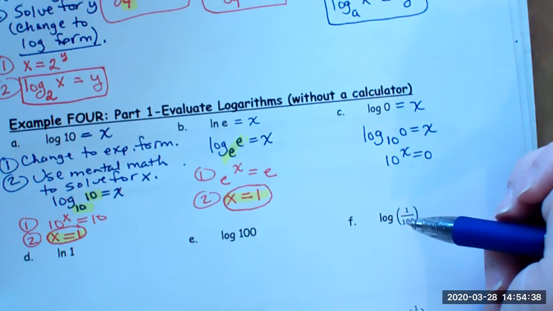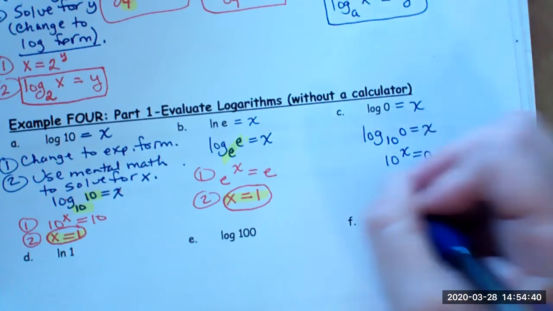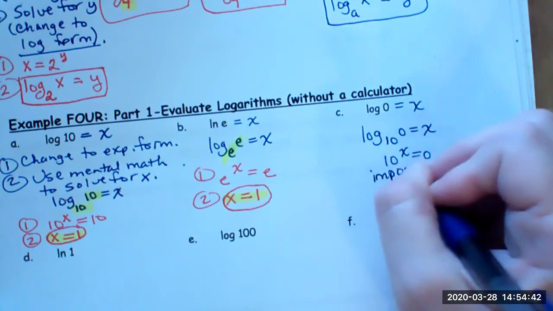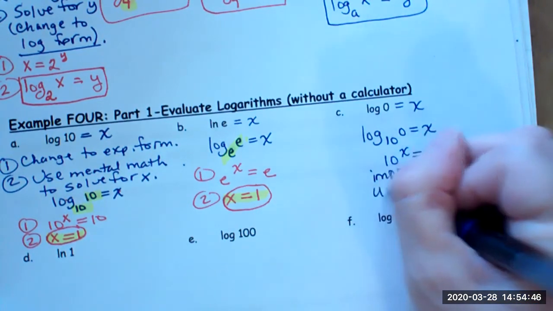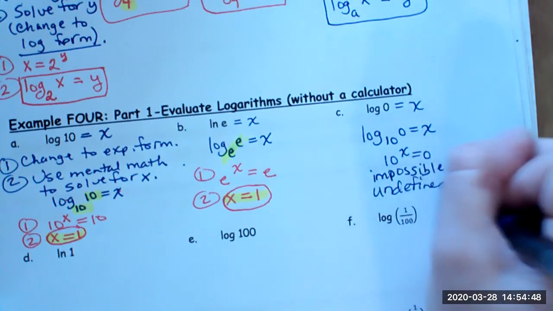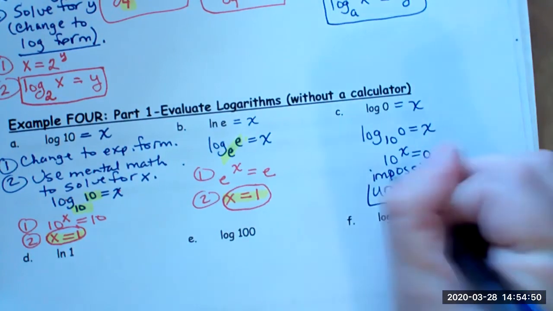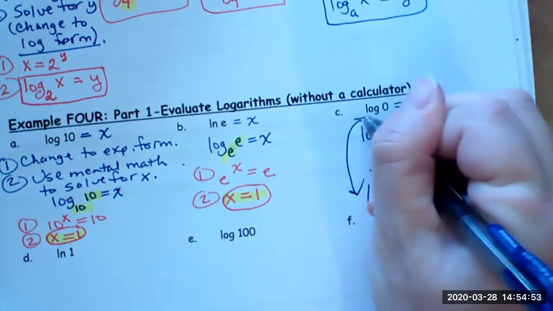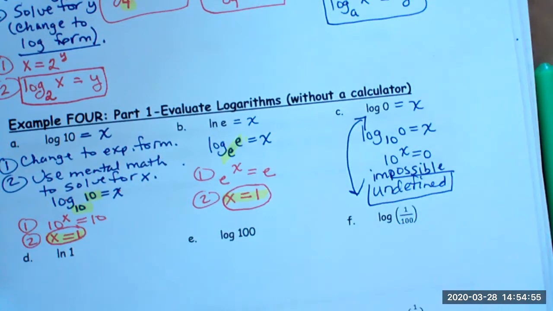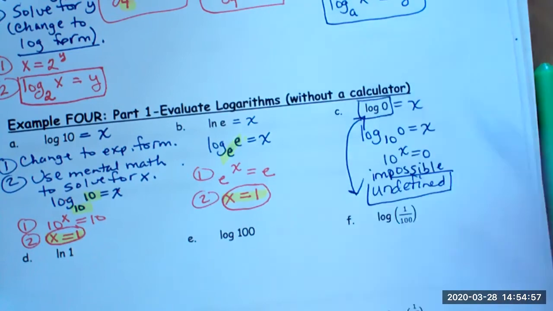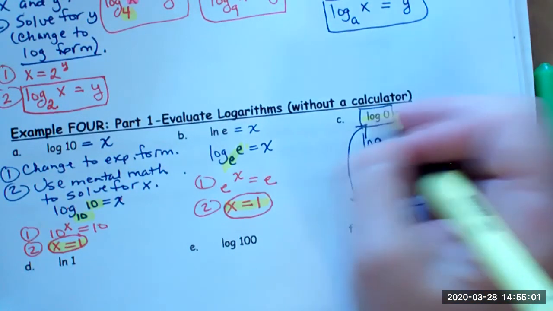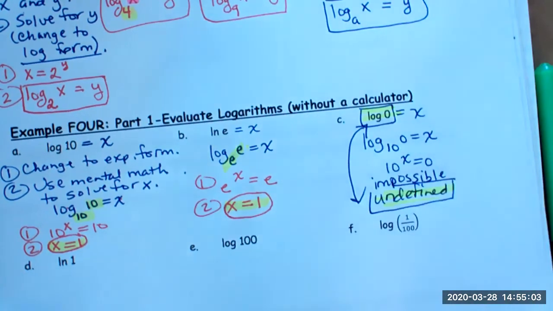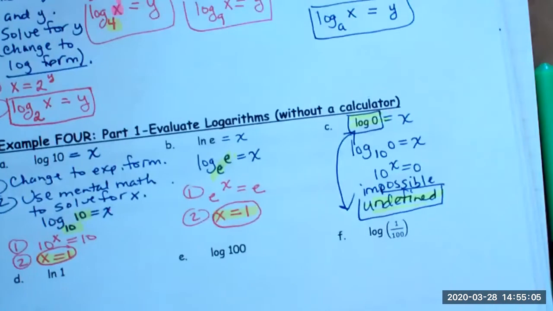And what you should be thinking is this is impossible. And so what we're going to say is the answer is undefined. Anytime we take log of 0, it's going to be undefined. Okay, and if you're not exactly clear why, let's go back and remember a little bit about what we learned before the break.